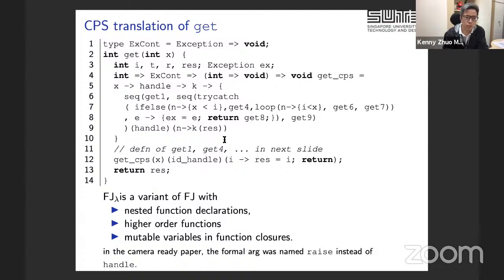All right. And then in the next step here, we just apply this getCPS with the actual input and pass in the handler and the result, capturing the result, and we return the result.